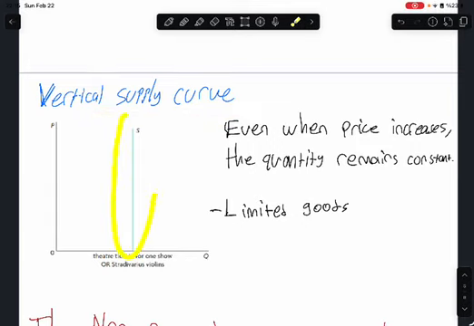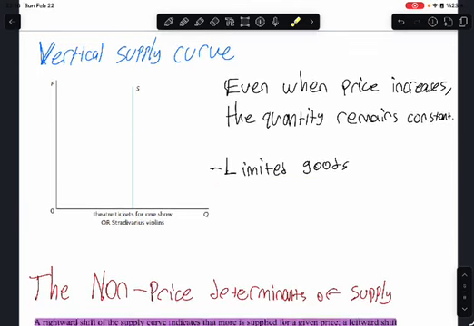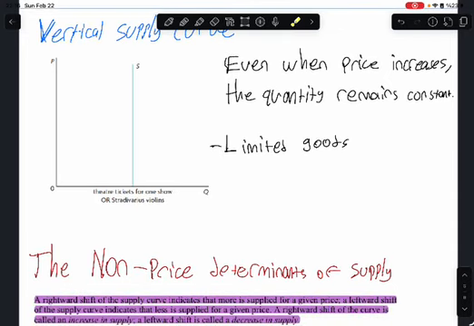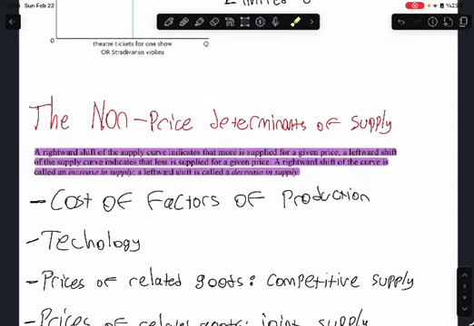There is also a specific vertical supply curve. As you can see, the price changes. It can be $5, $2, $1, but the quantity supplied still remains the same. This happens when price increases and the quantity remains constant. It is mostly seen in limited goods. For example, theater tickets for one show, because there are limited seats, there is limited supply, or any limited items. So let's move on to the non-price determinants of supply.